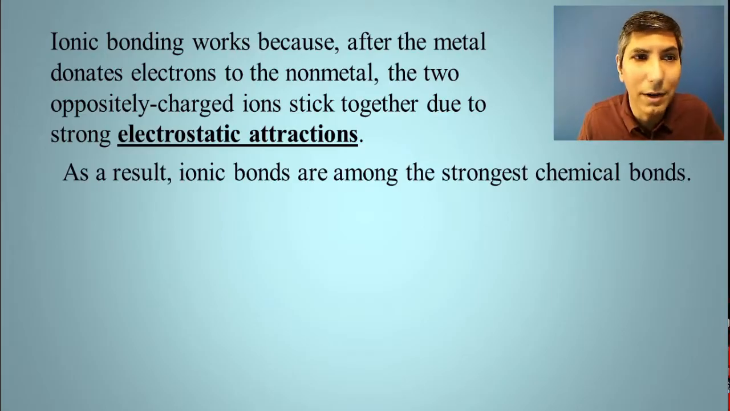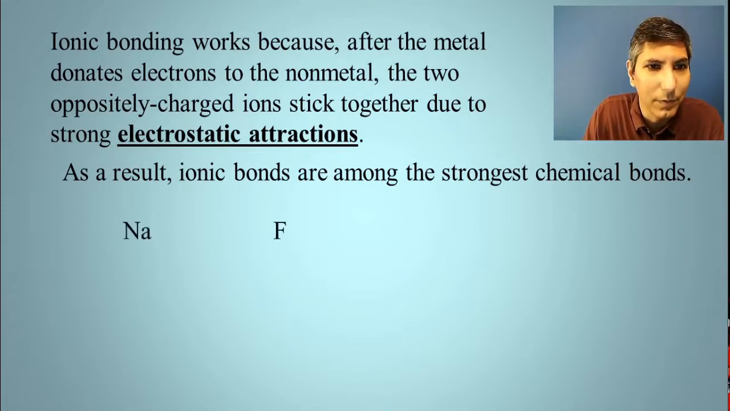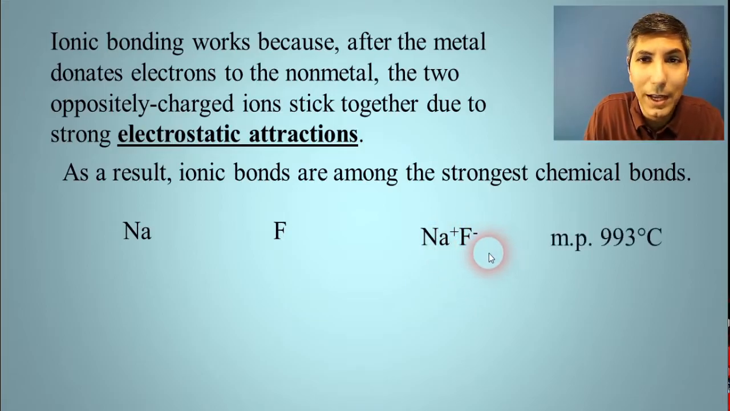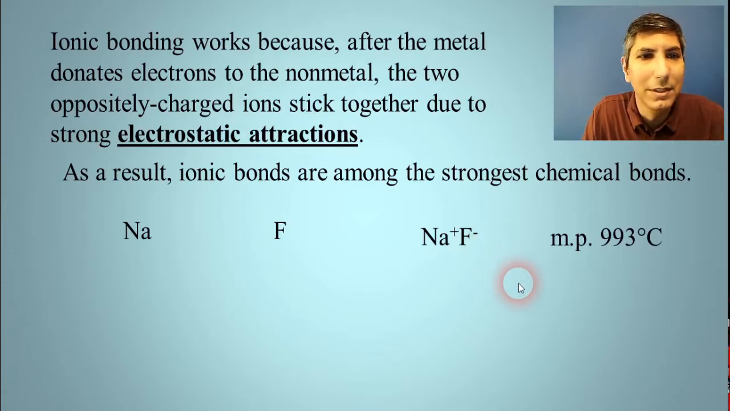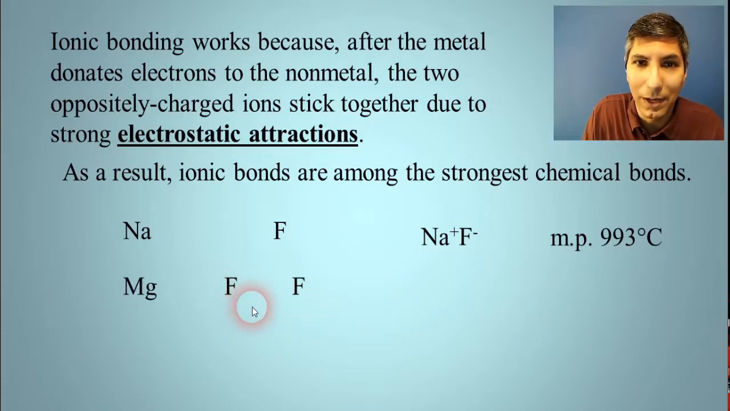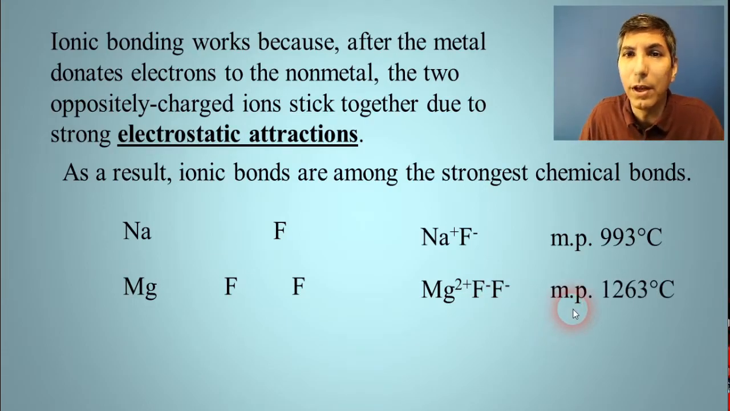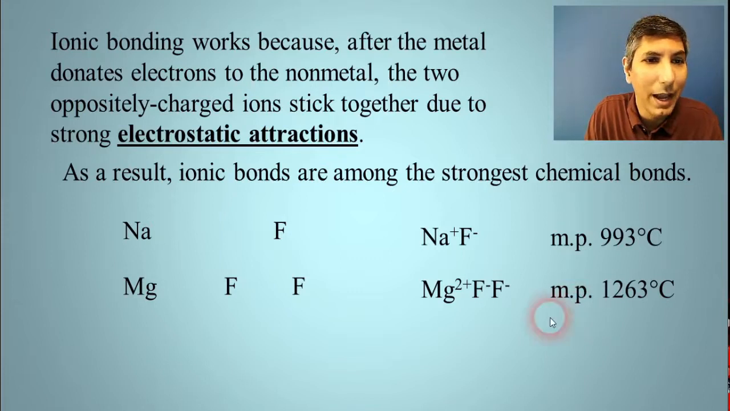Because of these very strong electrostatic attractions, ionic bonds are about as strong a chemical bond as you can get, with some very few exceptions. So take a look at this one here. Sodium and fluorine make a sodium fluoride compound with a +1, -1 charge there. And it has a very high melting point, almost 1,000 degrees Celsius. That's a very strong bond there. And how about magnesium with fluorine? Well, that's Mg+2 and 2 F negatives, and it's even stronger. Look at its melting point. It's well over 1,200 degrees Celsius. And how about this one here?